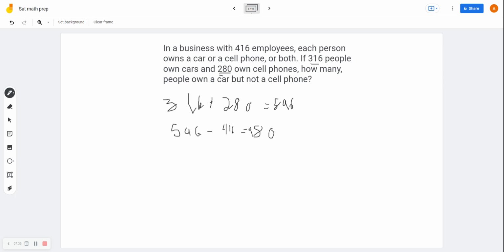So now what should we do with this number here? We take the 316 of the people that own cars and we subtract the 180, since this is people that own both a car and a cell phone. So we're just looking for people that own a car. So then we get 136. And this is the amount of people that own just a car but no cell phone.